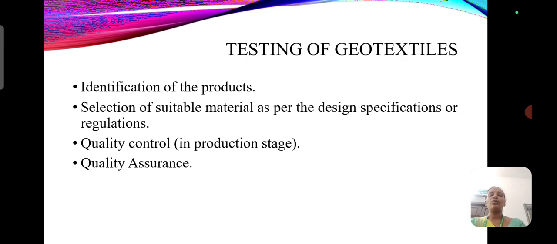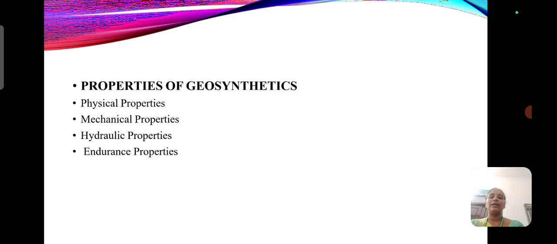So why are the properties needed? Whenever we produce a new product, testing is a very important aspect. Before testing, we can't use the product or give it to the common people. So testing is very important in geotextiles. From this, we can go with the identification of the product, and we can learn how to select the suitable material for the design specification, how to control quality, and how to give quality assurance. All these aspects should be given by testing only.